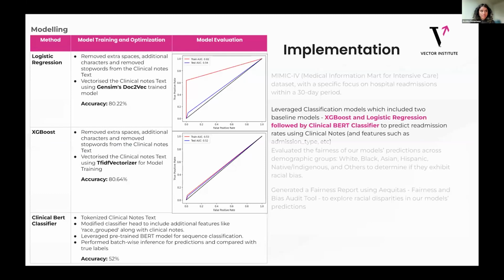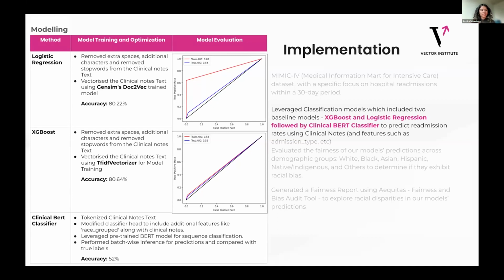Now, when we looked at the implementation of these models, before we began to implement them, we looked at our clinical notes and we had to pre-process the notes. This involved cleaning up the data, removing extra spaces, additional characters, removing stop words, and so on. And then after that, we started vectorizing. We essentially created vector embeddings of the clinical notes, and this was done using Gensim's Doc2Vec model in the case of logistic regression. In the case of XGBoost, we used the TF-IDF vectorizer. Both of them led to an average accuracy score of around 80% for the baseline models.